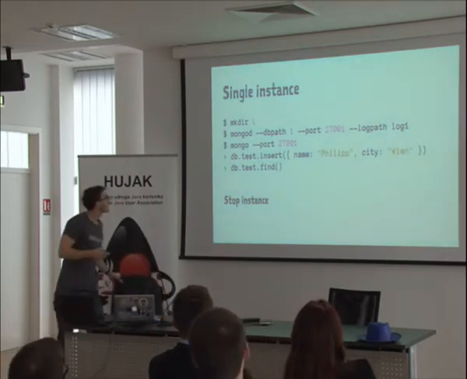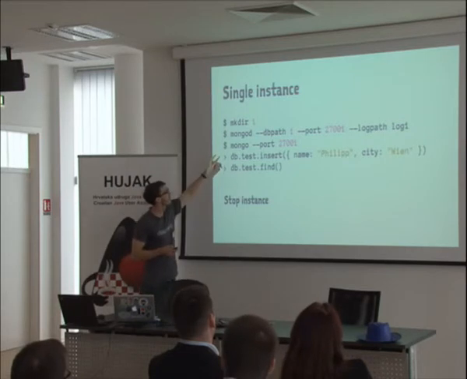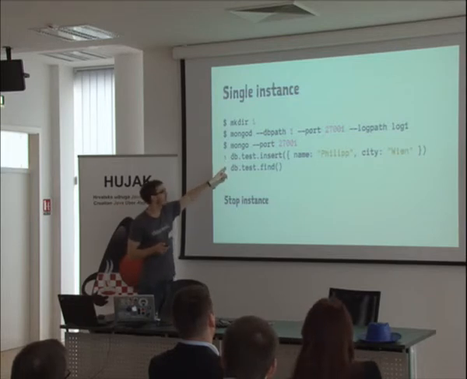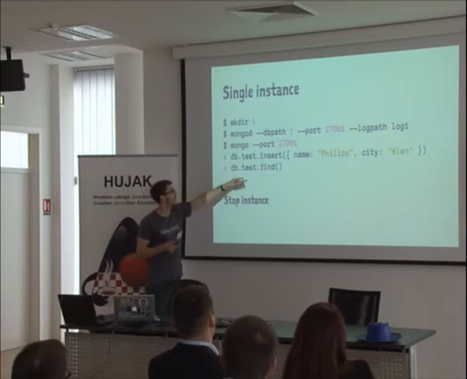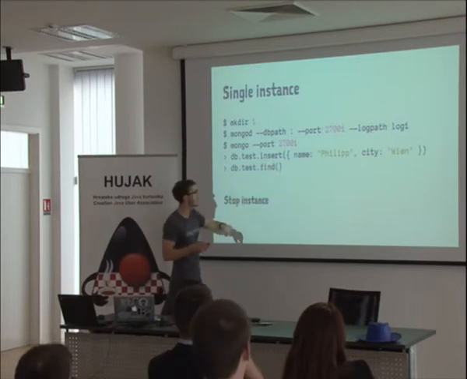Okay, so in theory you would start your MongoDB process, start the process server, and then you log in on that port, and then you can just insert data. And if you call the test find, so that's your collection name, you can just find all the data in that, so it will put back Philipp and city Vienna.